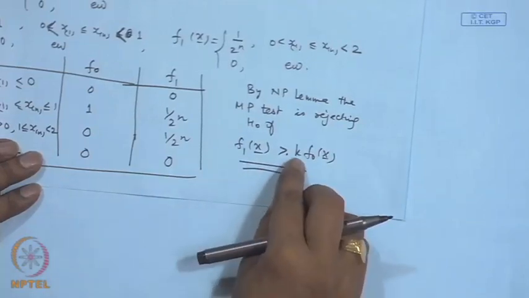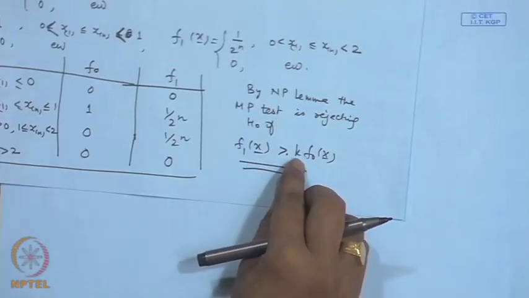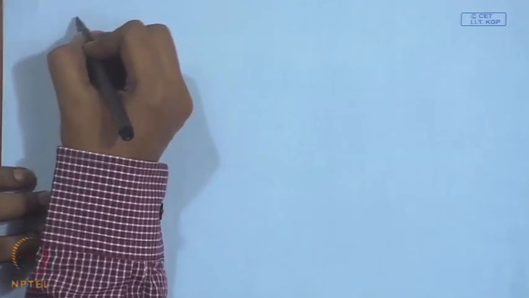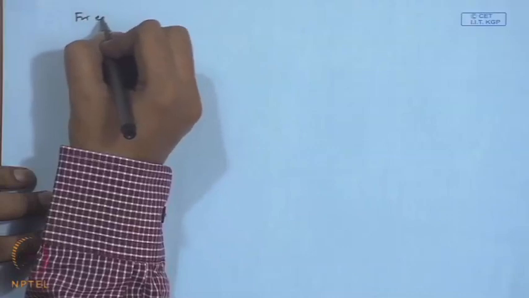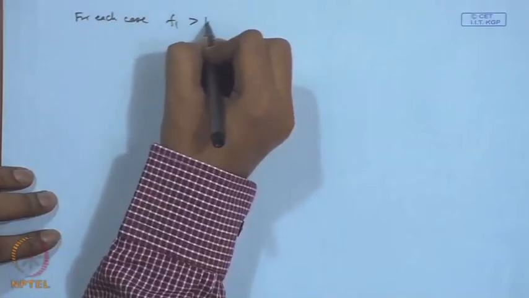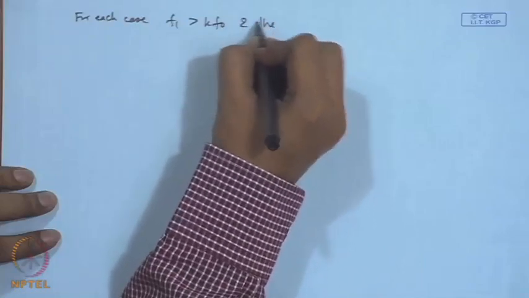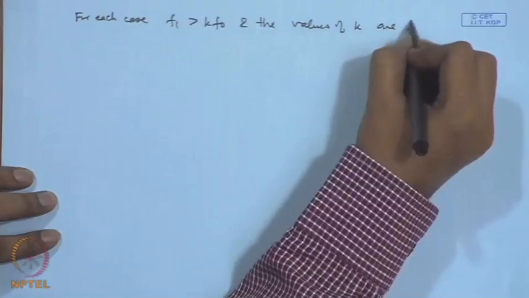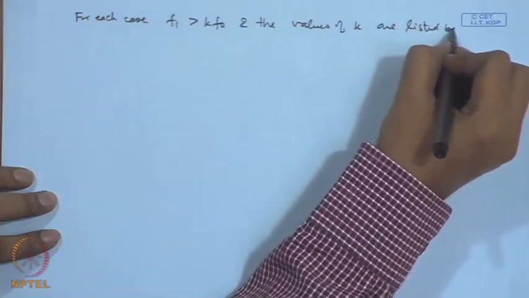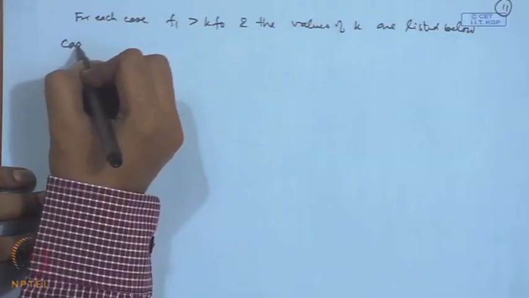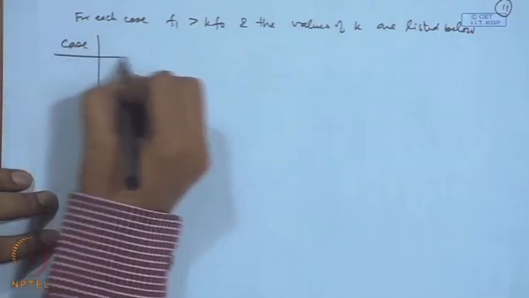So, here the values of k we have to choose. So, let us write here, for each case, f 1 greater than k f naught, and the values of k are listed below. So, let us consider each case.